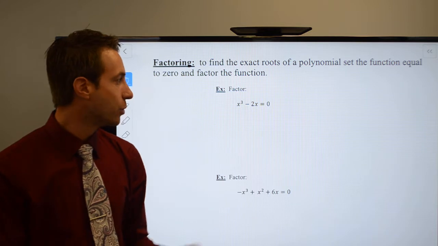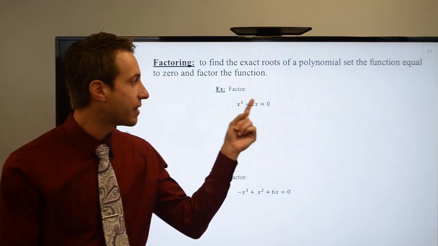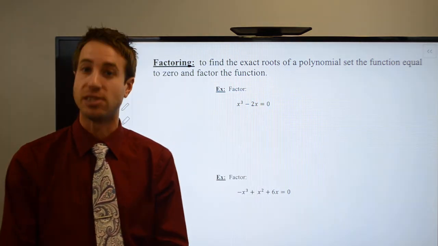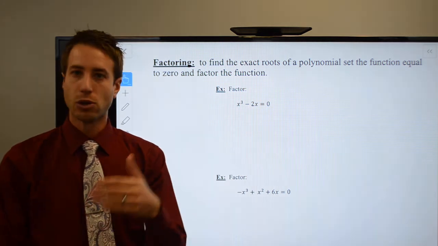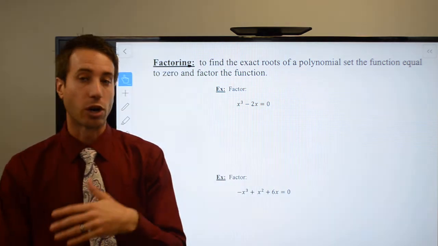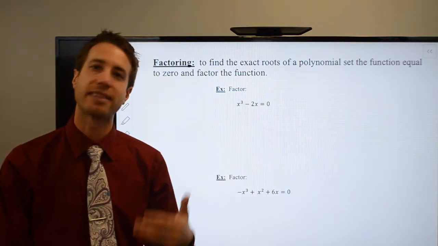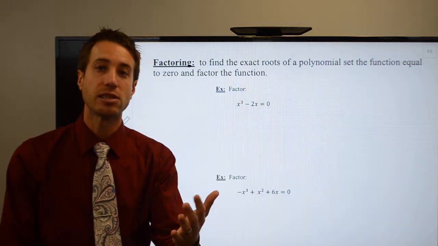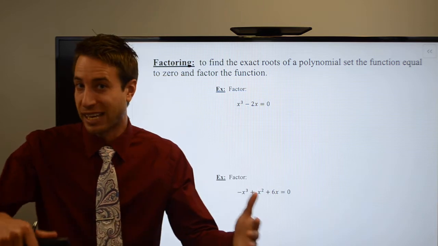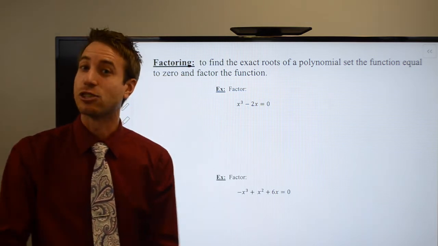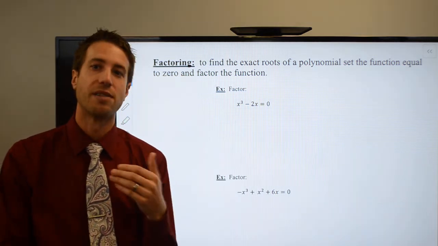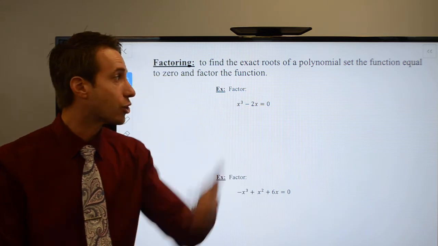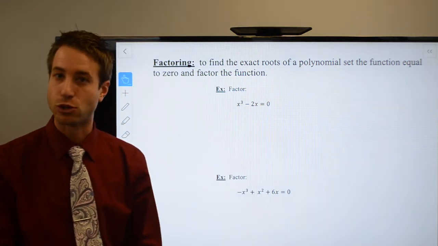So all we have to do is take the polynomial you're given, set it equal to 0, and then use one of the factoring methods or a combination of the factoring methods we've just looked at to factor the polynomial, use the zero product property to split up your factors and solve each of your factors. That will find you the zeros. So let's go ahead and jump right into this and try a few of these.